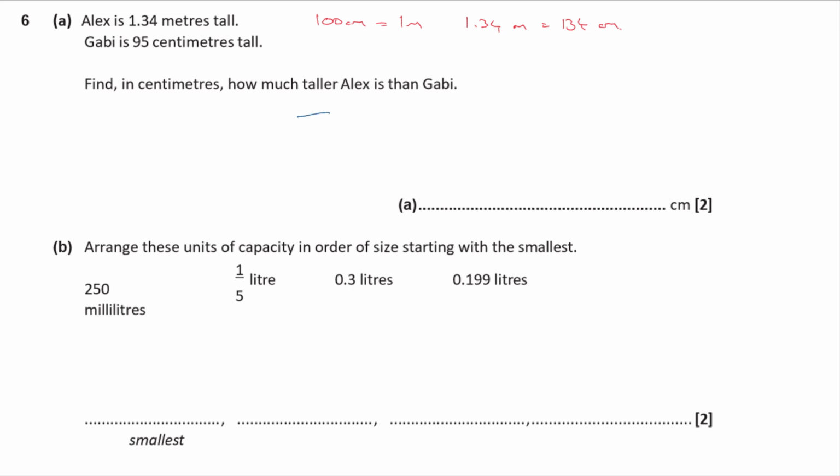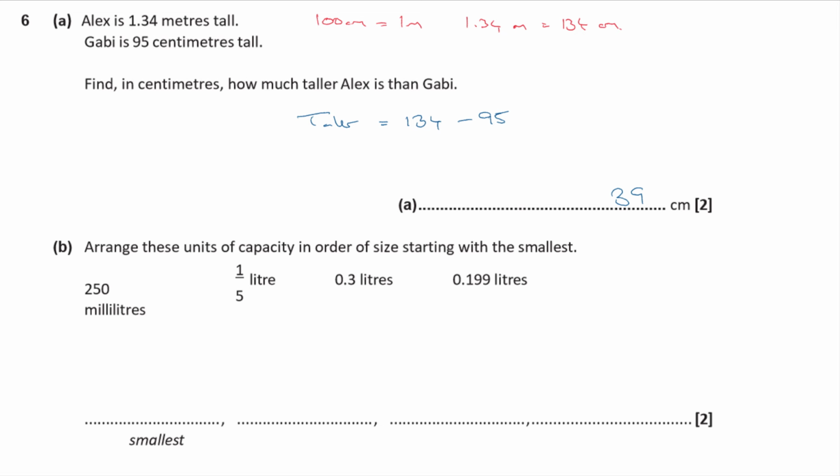Okay, so then how much taller is Alex than Gabby? She's going to be taller by the difference between their two heights. So 134 minus 95, isn't it? So what's 134 minus 95? If I take off 34, it takes me down to 100. Another 5 will take me to 95. 34 and 5 is 39. So that's the difference, isn't it? It's 39.